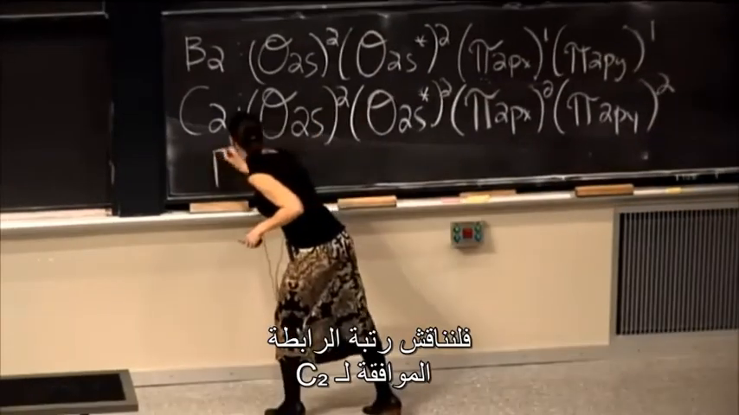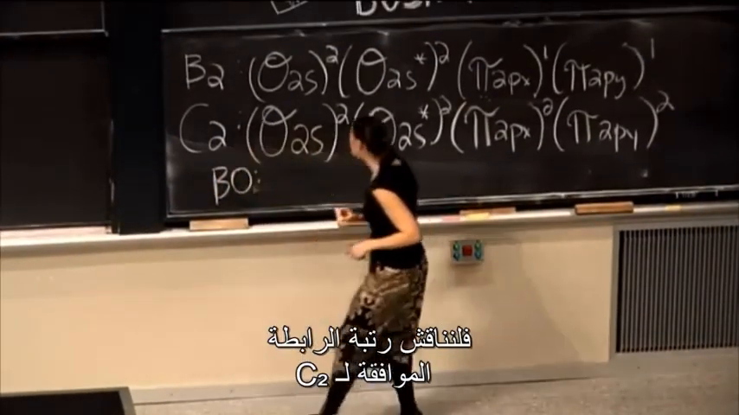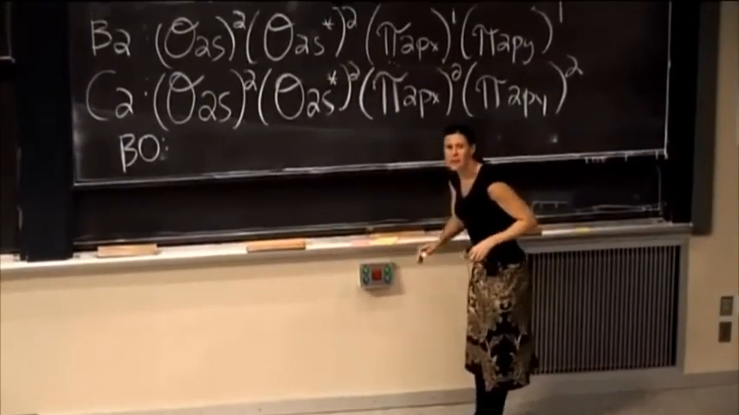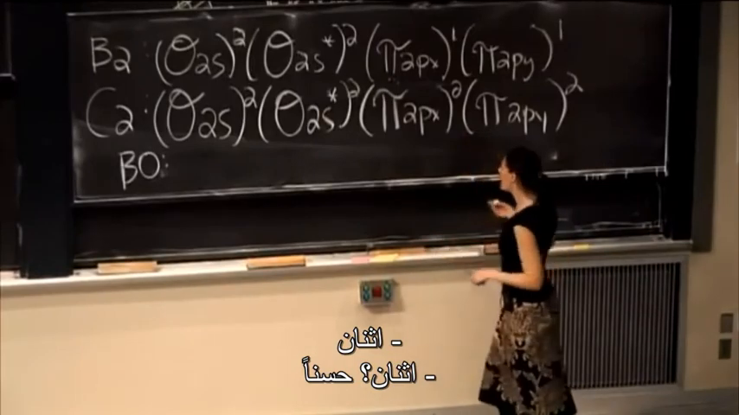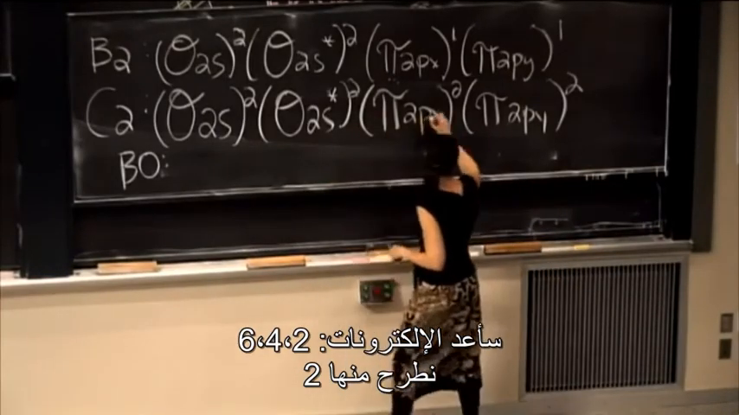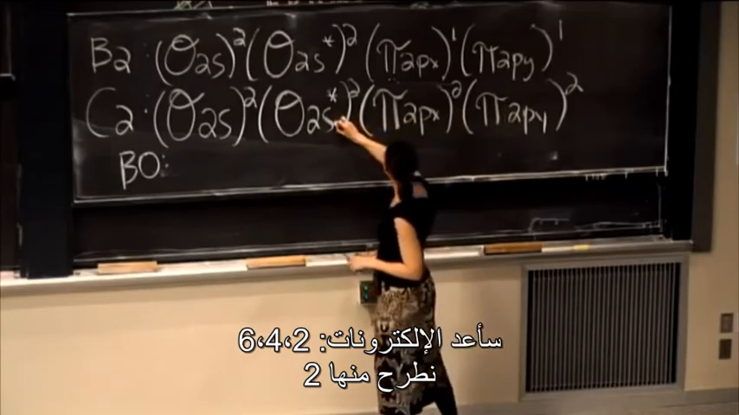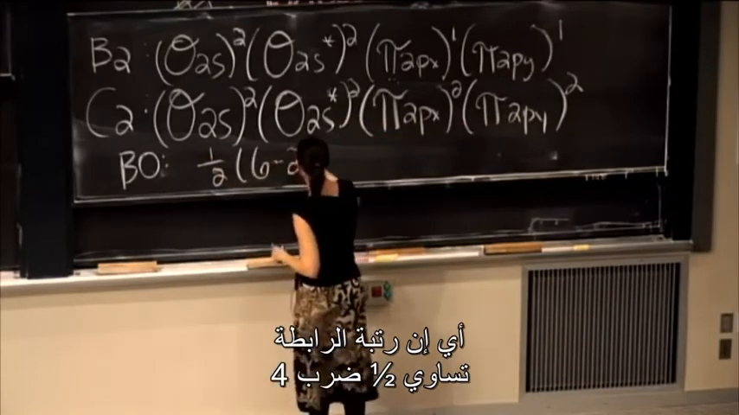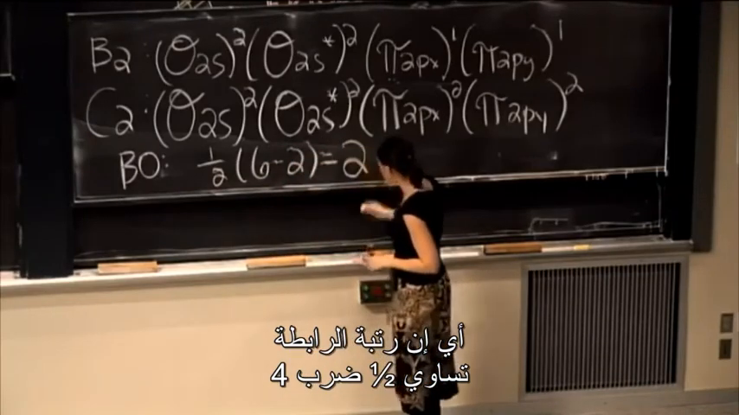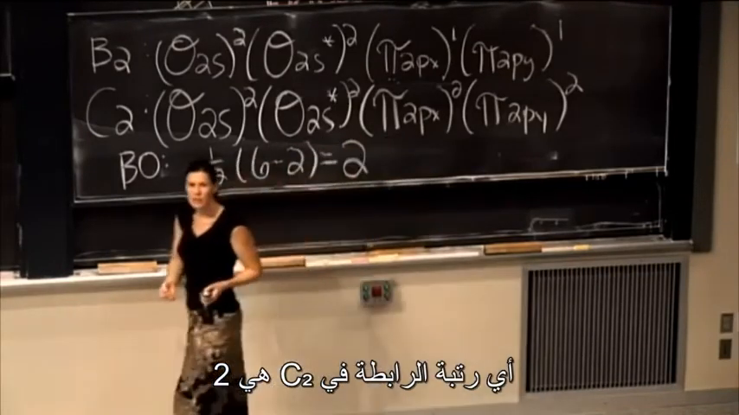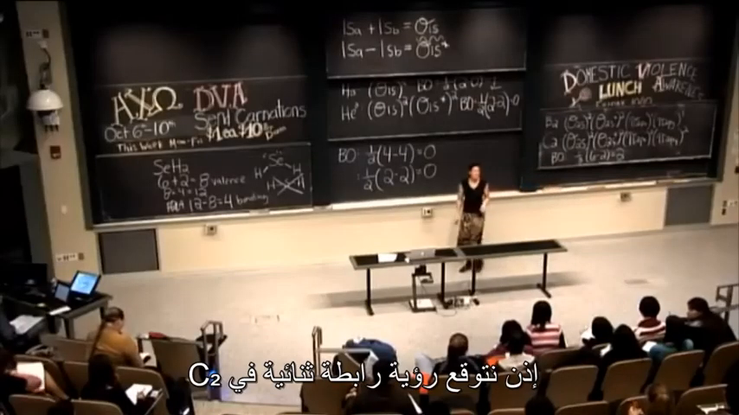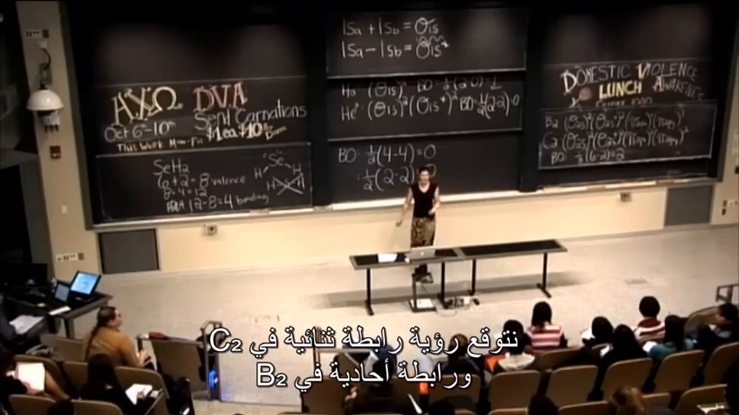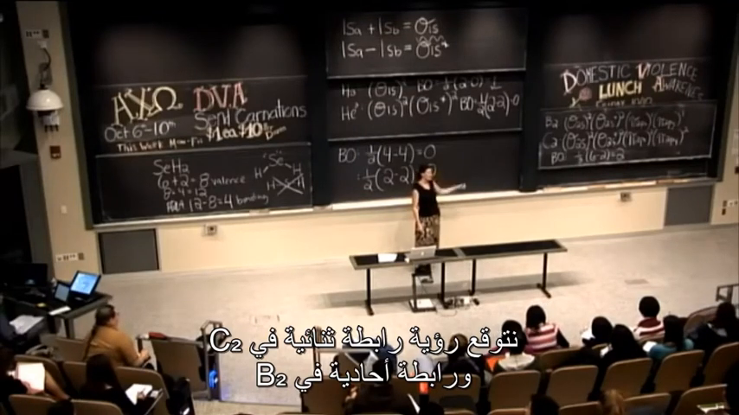So let's talk about what the bonding order is going to be for C2. So what's the bonding order for C2? 2? Okay, so we have 2, 4, 6 minus 2. So we have 1/2 of 6 minus 2. So that's 1/2 of 4. So we have a bonding order of 2 for carbon 2. So we would expect to see a double bond for C2 and a single bond for B2.